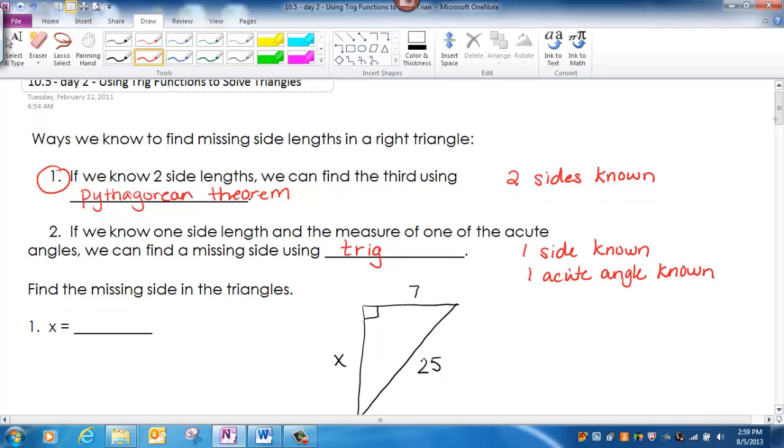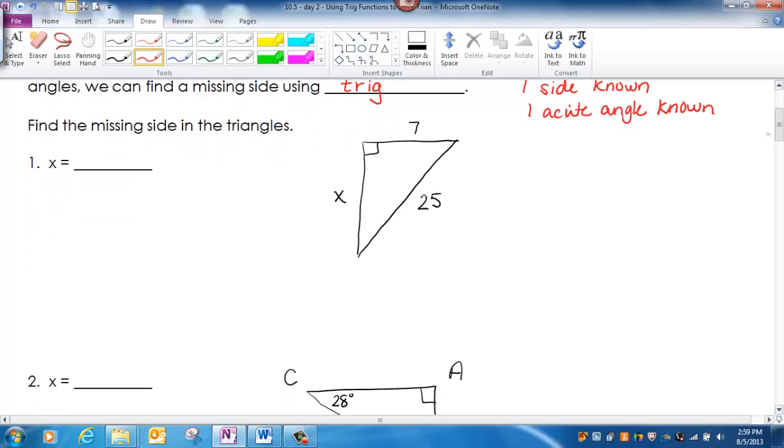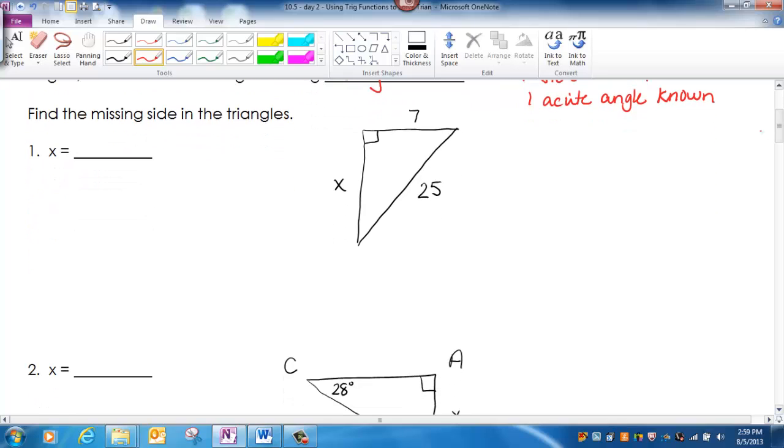So let's look at our examples. First one. Find the missing side in the triangles. Okay, so let's see what we have. We want to find x here, and we know that one side is 7 and the hypotenuse is 25. So since we have two side lengths that we know already and we want to find the third, in this case we're going to use Pythagorean theorem.